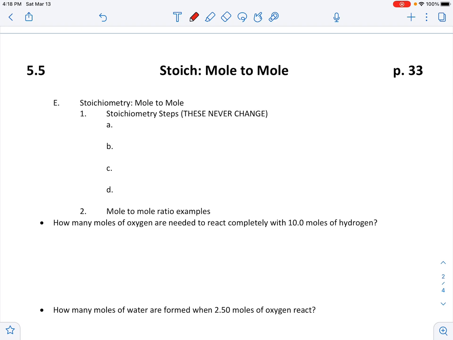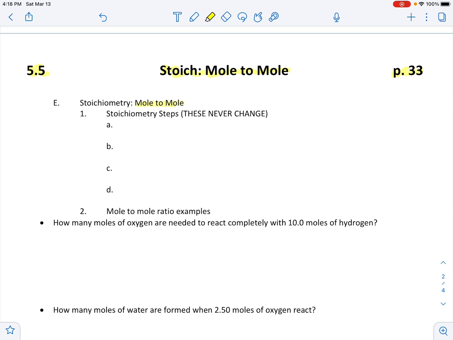Okay, here we go. 5.5 is where we shift gears a little bit, and we're going to talk about stoichiometry. Stoichiometry is basically helping us figure out apples to apples, if you will. We won't get to the apples to apples today, but we will start the process. So we're going to start with just a simple method today.